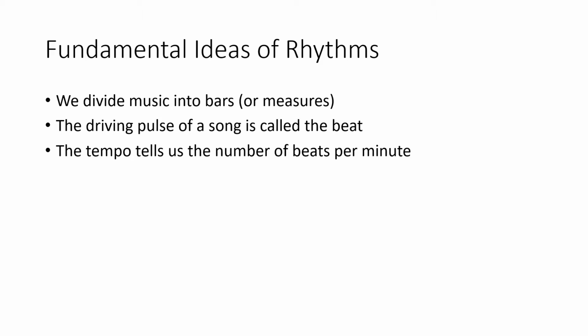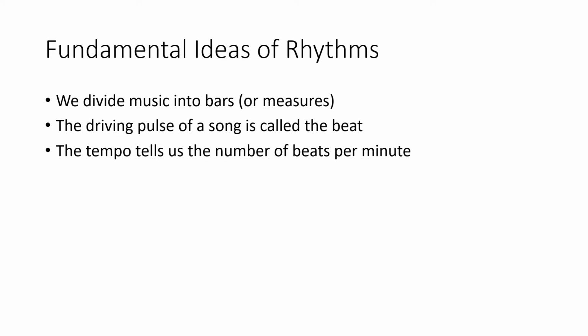So the primary idea behind rhythm is that we're going to divide up our music into bars, or sometimes referred to as measures, depending on who you talk to or what books you're looking at. And we're going to have this driving pulse in our song that's called a beat. The beat is going to be consistent, and it's going to be told to us through the tempo. The tempo tells us how many beats there are in a minute, which in turn tells us how fast or slow the music is moving based on how many beats we expect to see in each minute.